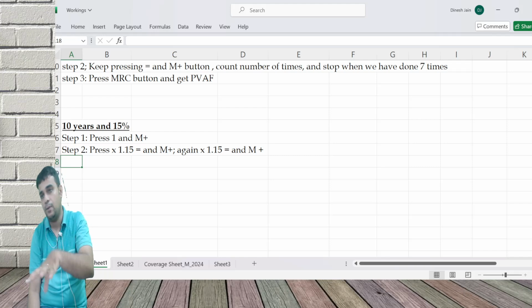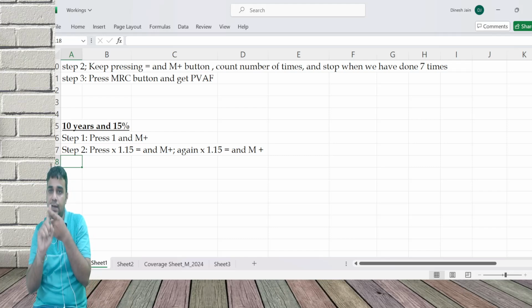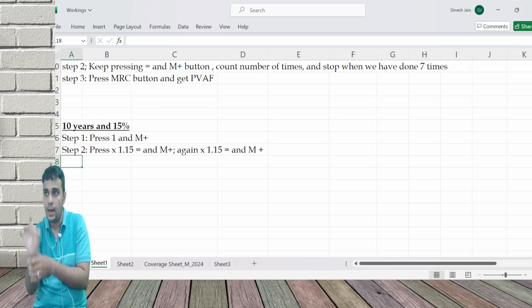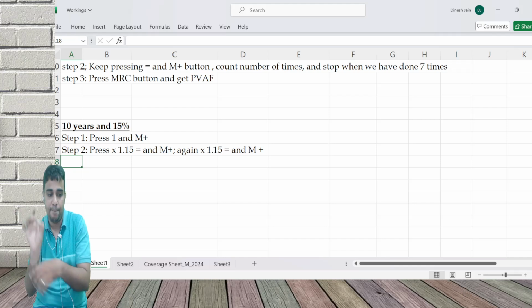Ideally, if the table values are given, I don't need to do all this, but yes, it's good to know, because in many questions they don't give the value. I'll repeat again. Press 1 and M plus, into 1.15 equal M plus, into 1.15 equal M plus.